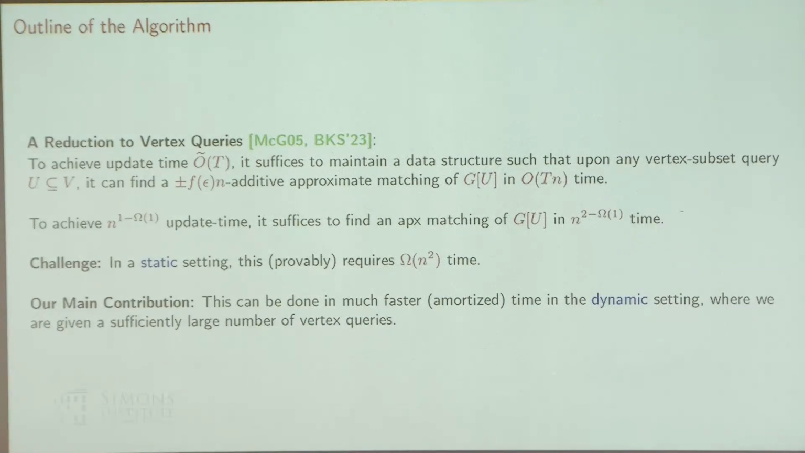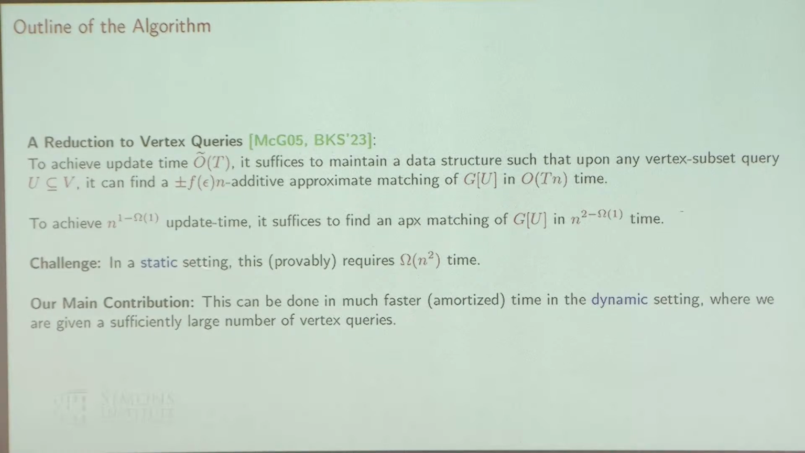So instead of maintaining a matching at all times, the algorithm only has to report matchings of given vertex subsets and can spend n times more than the desired update time for each one of those queries. Intuitively, each one of these queries has size n, so we allow n times more time to process those updates. So now to achieve a better than n update time, it suffices to find an additive approximate matching of G[U] in subquadratic time.